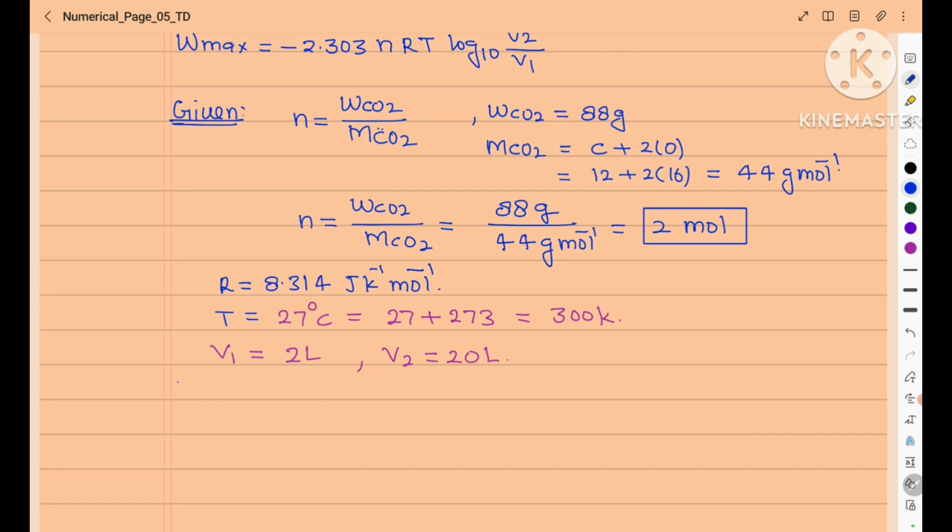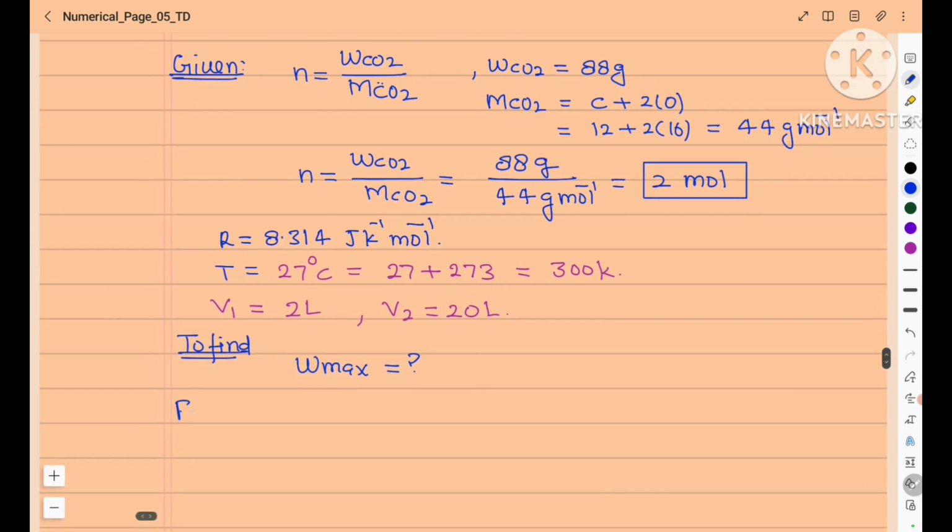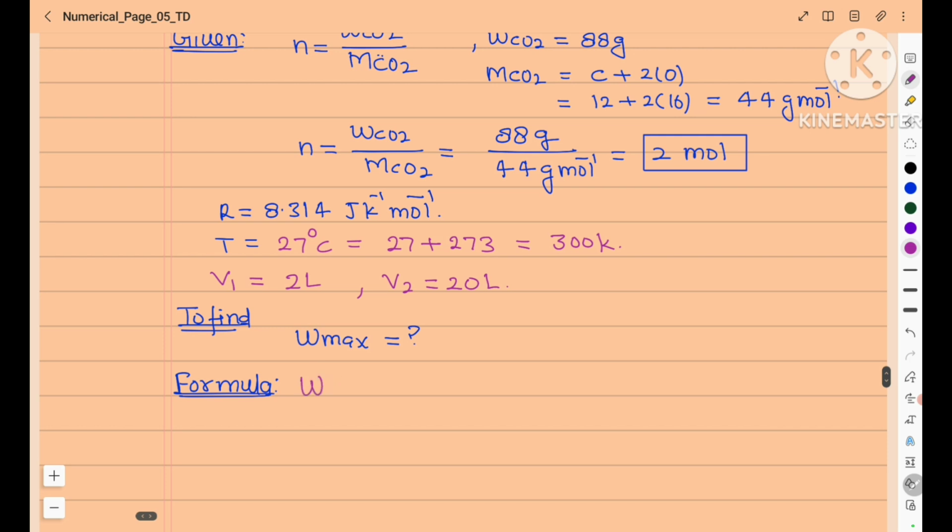Now we have to find W max. W max हमें फाइंड करना है. इसके लिए हमें फार्मूला चाहिए. So already I've written the formula. The formula is W max is equal to minus 2.303 nRT log at base 10 V2 upon V1.